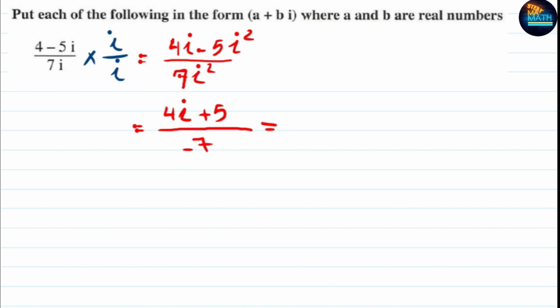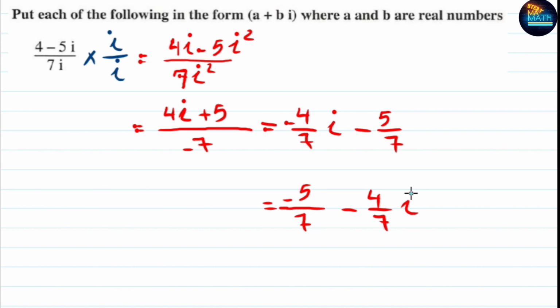And 4i divided by negative 7, because you will divide each term in the numerator by the denominator. So 4i divided by negative 7, and 5 divided also by negative 7. 4i divided by negative 7 is negative 4 over 7 i, and 5 over negative 7 means negative 5 over 7. But to put that in the form a plus bi, you start with the real number first, which is negative 5 over 7, and then the imaginary part, which is negative 4 over 7 i. That is the answer.